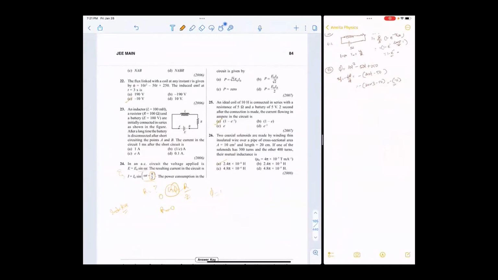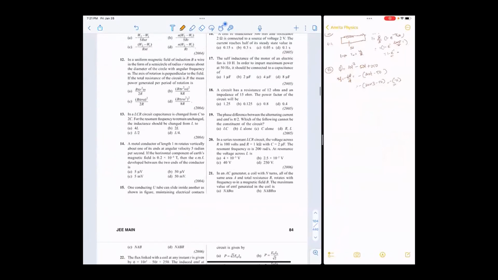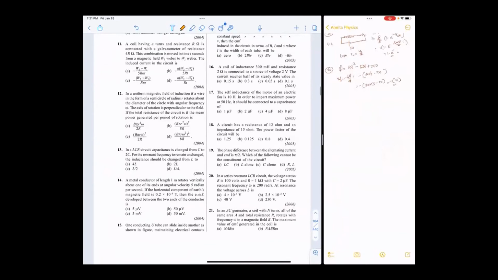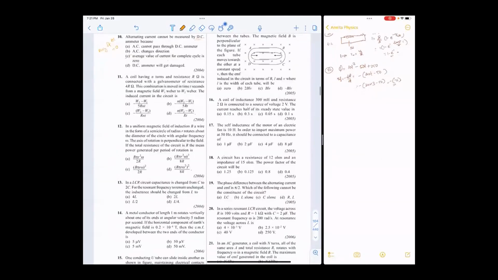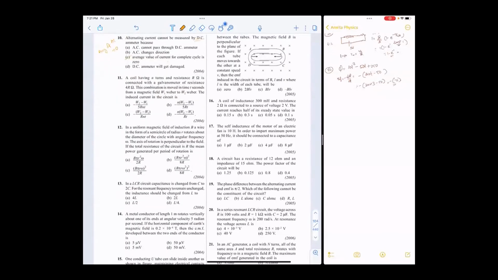Okay. Take a screenshot of this page. I don't think we did anything in this. Only one question we did. Again, we have AC circuits and all. You can do it. So take a screenshot and start working in this. Is it done, guys?